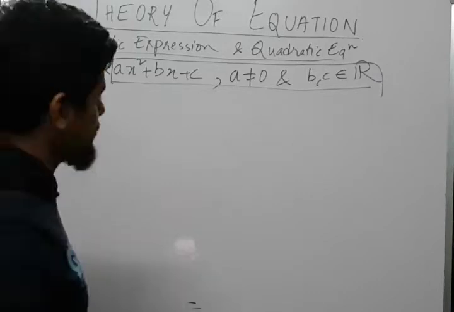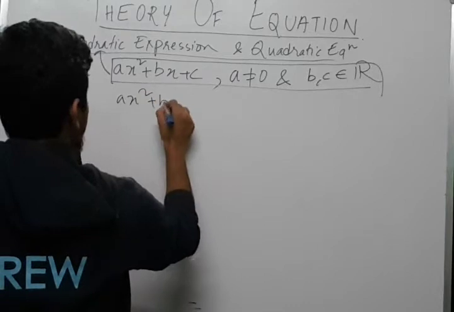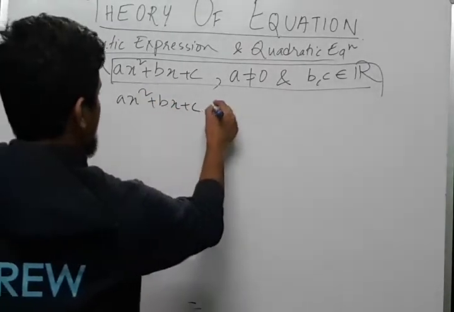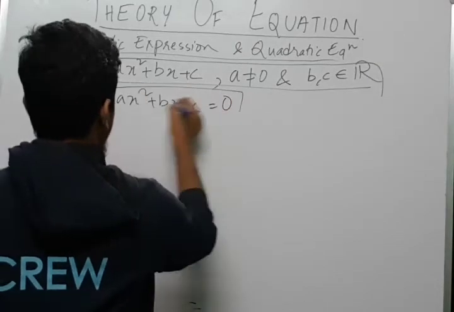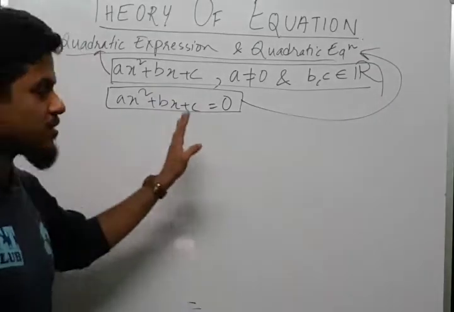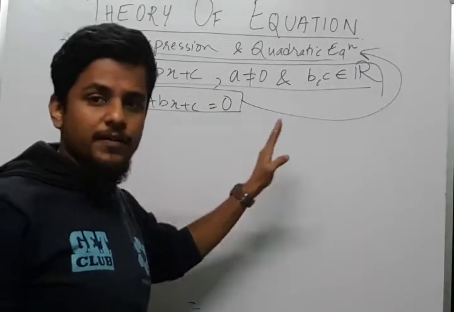Now, what is a quadratic equation? If this quadratic expression which you have already written is equal to 0, in that case this becomes the quadratic equation. So our understanding of the quadratic equation is very much clear now.